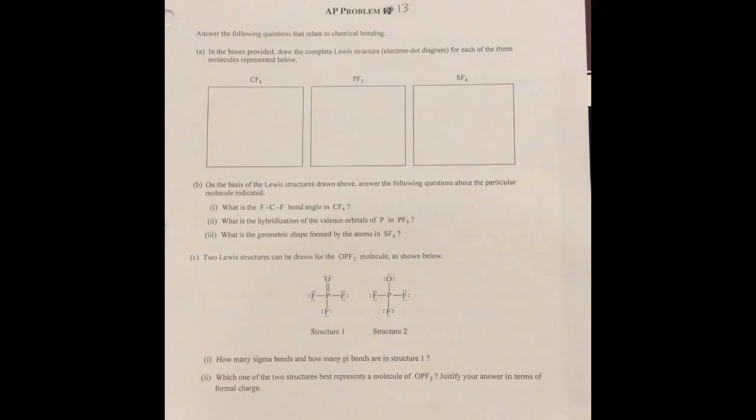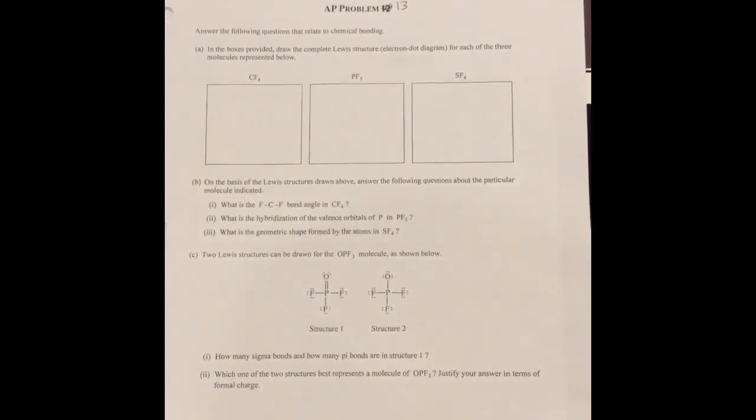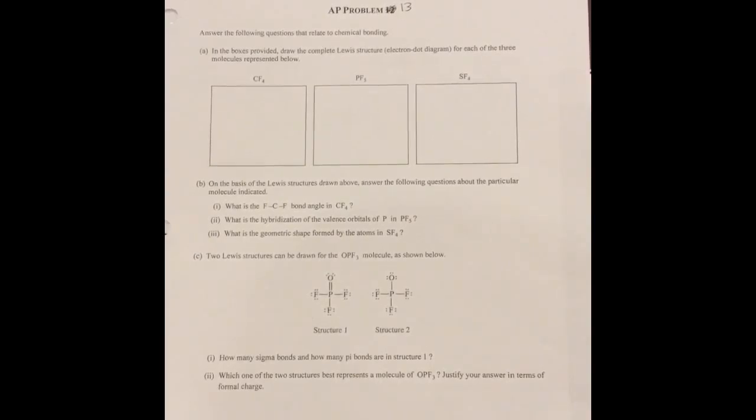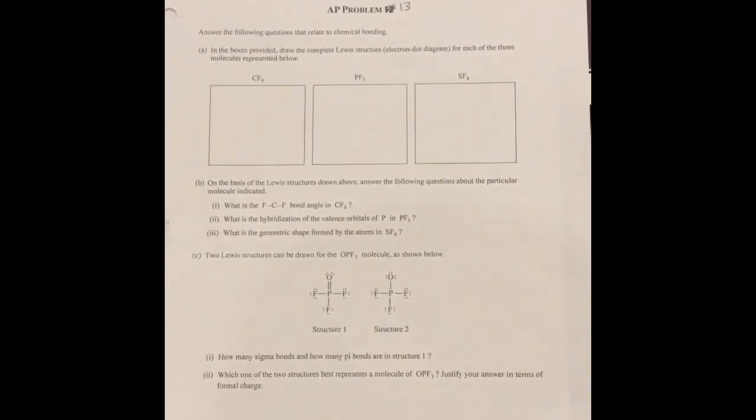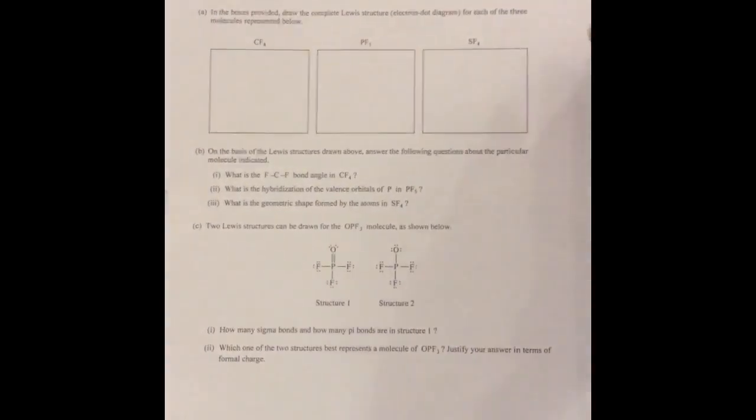This is AP problem number 13. For A, it says, in the boxes provided, draw the complete Lewis structure, the electron dot diagram, for each of the three molecules represented below. The three molecules represented below are CF4, PF5, and SF4.